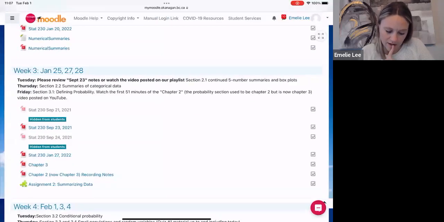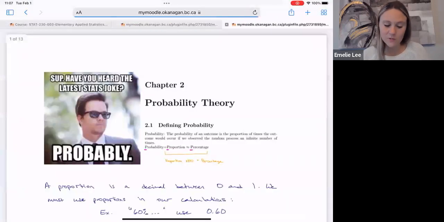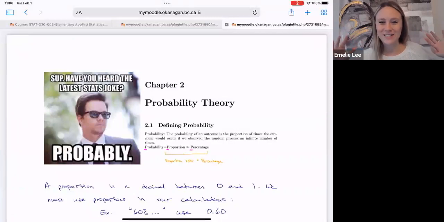Yes, so defining probability, I told you to watch the first 51 minutes of the chapter 2. The probability section used to be called chapter 2, but now it's chapter 3. It's the same material. And then I posted the chapter 2, which is now chapter 3. The recording notes are here, but that's for that whole recording. So if you wanted to just watch that instead of this, that's fine. We're going to talk about the same stuff.